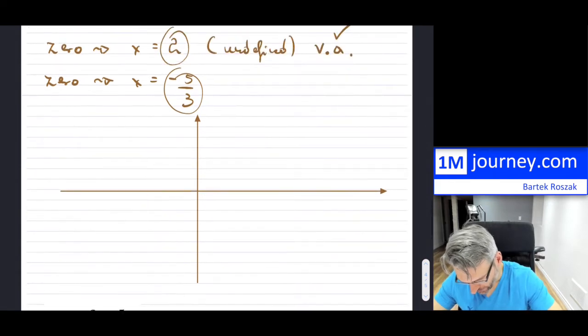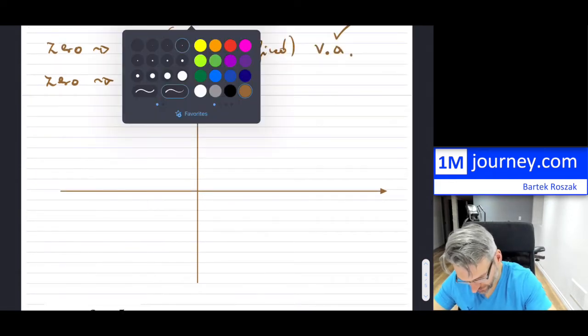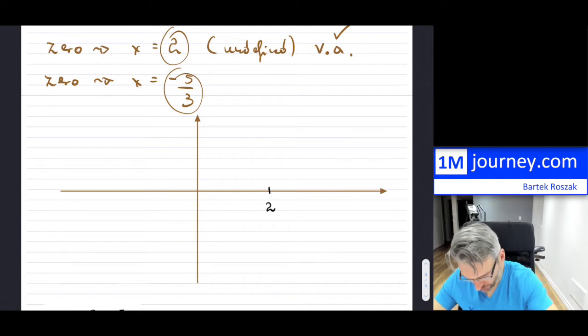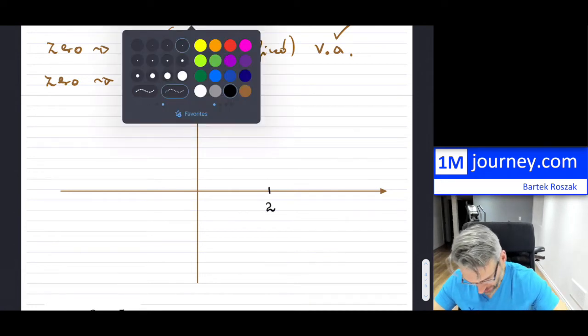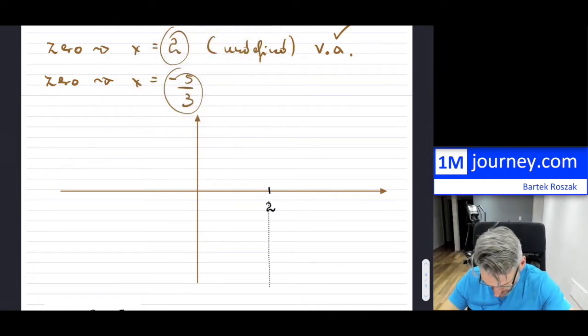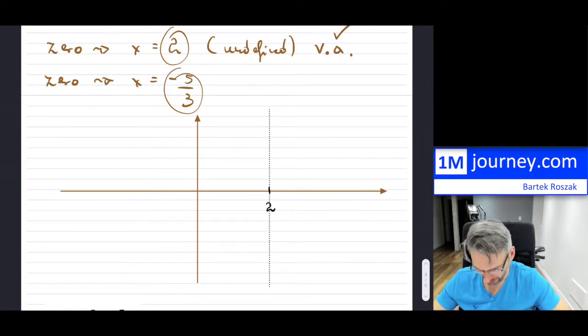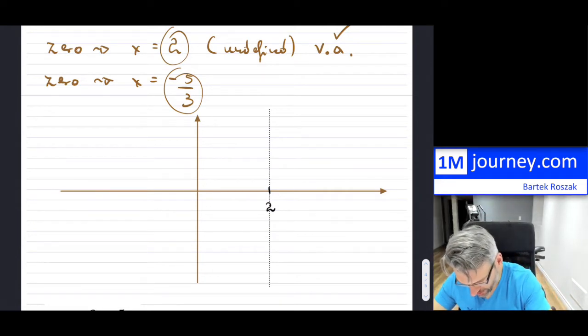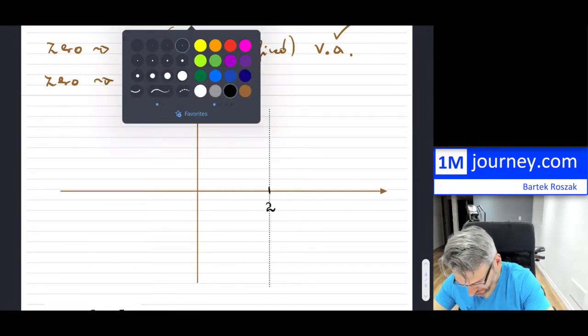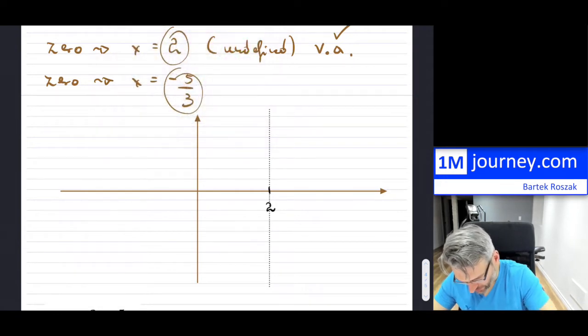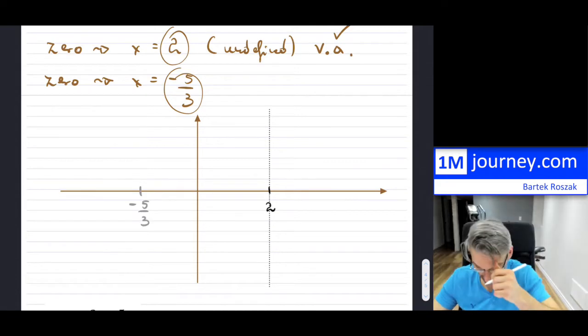So here we go. At 2, if I plot this, I have a vertical asymptote, so that's like this. It's undefined at that point, which means it's defined everywhere else. It's going to cross at negative 5 over 3, so somewhere there. So let's say this is negative 5 over 3, something like this.